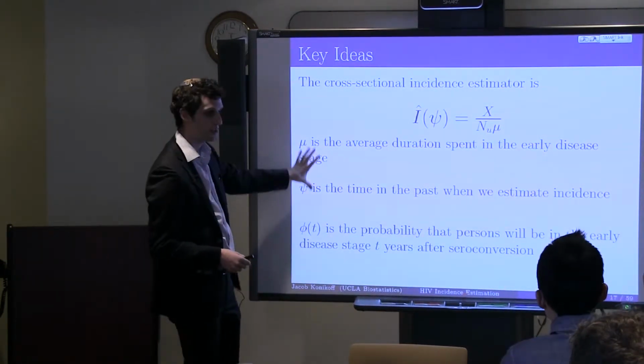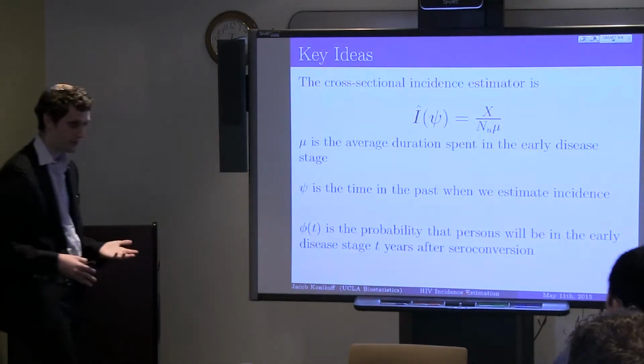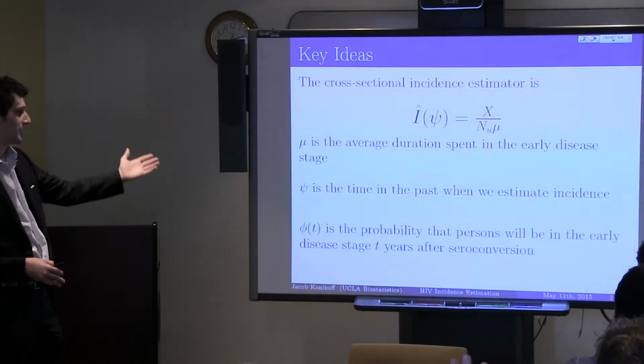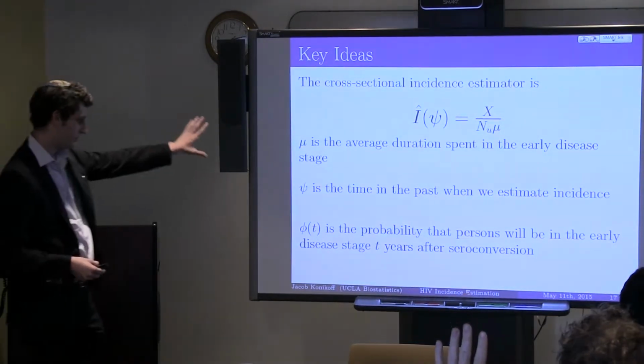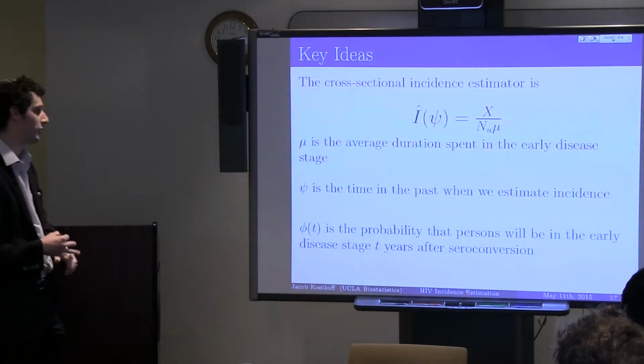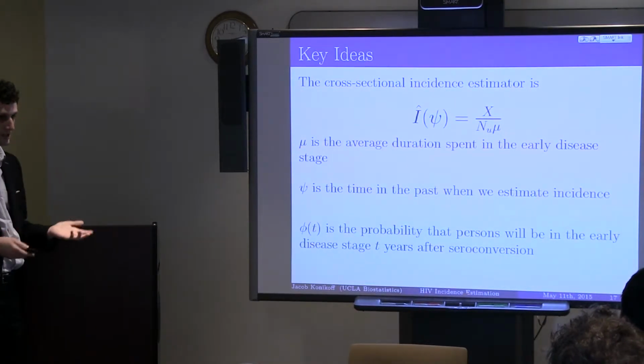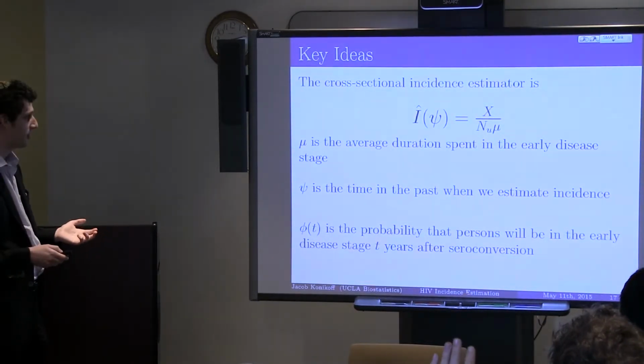And then these 2 key parameters: mu, the average amount of time people are spending in the early disease stage, and psi, the time in the past when we're estimating incidence. Those are both determined by phi of t, which is the probability that persons will be in the early disease stage t years after seroconversion.